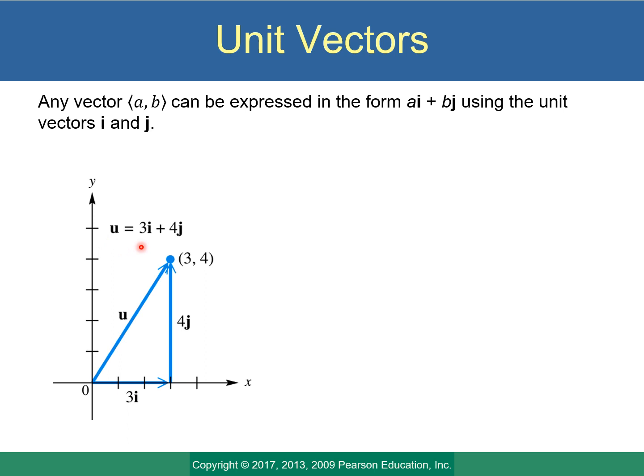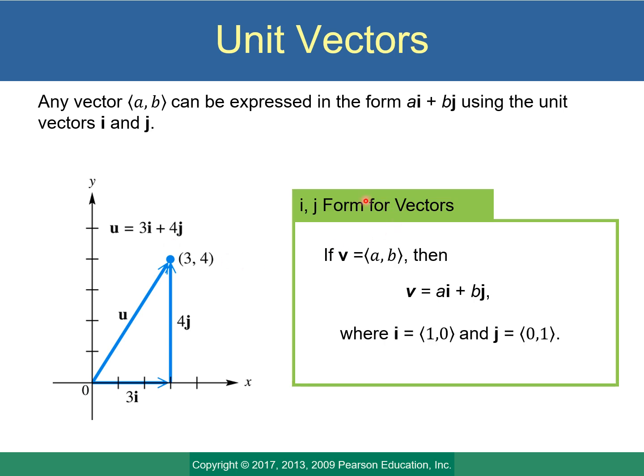Sometimes, depending on who you're talking to or what book you're looking at, you might see it written like this most of the time. Just know that it's the same thing as using your angled brackets. So you can say angled bracket 3, 4, or you can say 3i plus 4j. And this is just what we were discussing. If v equals angled bracket a, b, then you can rewrite the same vector v using i and j. So it would be a times i plus b times j.